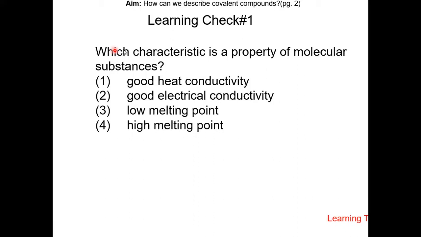Learning check number 1. Which characteristic is a property of molecular substances? Pause the video and resume once you complete it. So molecular substances have low melting points.